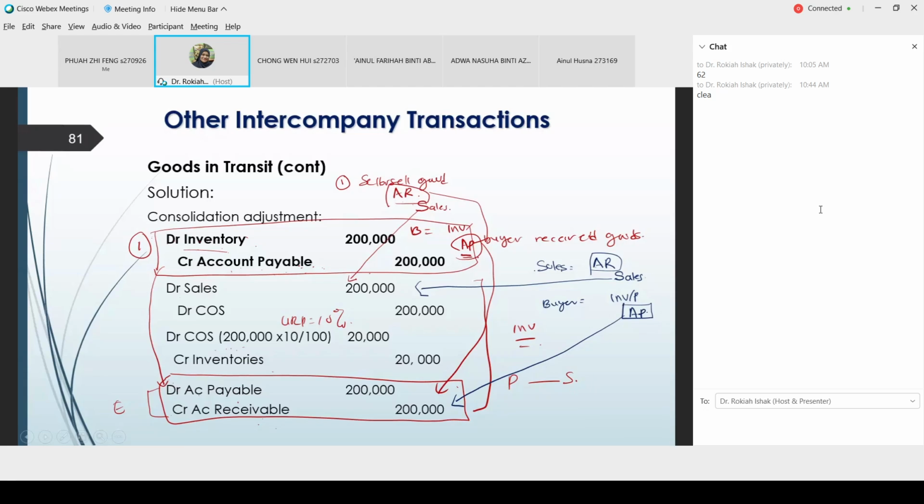So okay with that one? Inventory remains here. It will be in your balance sheet. Let's say your inventory here is 200, and then you need to minus 20 for the URP. So the amount of your inventory here is only 180. This one remains in the statement of financial position. Is it okay?